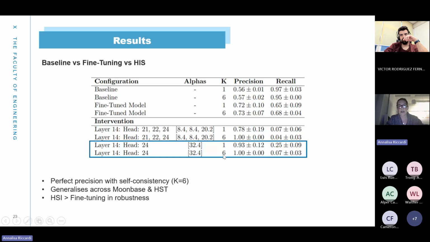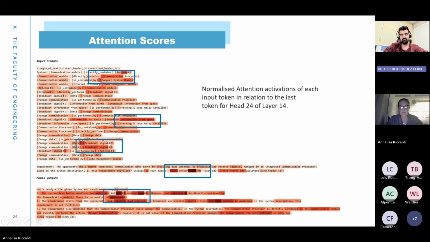So this is a way of prompting the model more than once to ensure that it is consistent, that there's no stochasticity in that, and it generalized well across both the 40 unseen requirements that are 20 in the moon base and 20 in the Hubble Space Telescope. So in this small test, our intervention technique, let's say, outperforms the fine-tuned model.